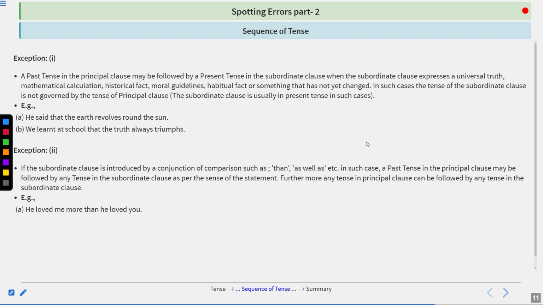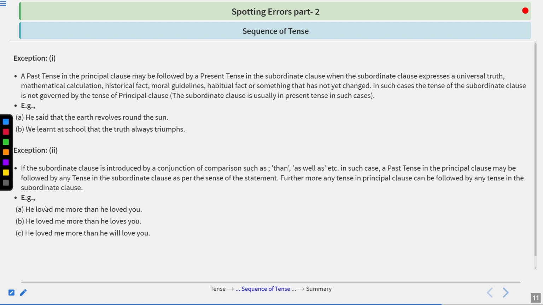Example, he loved me more than he loved you. So in the main clause, we have used the past form of the verb love, loved. And after than, we have also used the past form of the verb love. And this is right. He loved me more than he loves you. This is also correct, that we have used present indefinite tense, the first form of the verb love, in singular form after than. He loved me more than he will love you, the future indefinite tense, it is also correct.